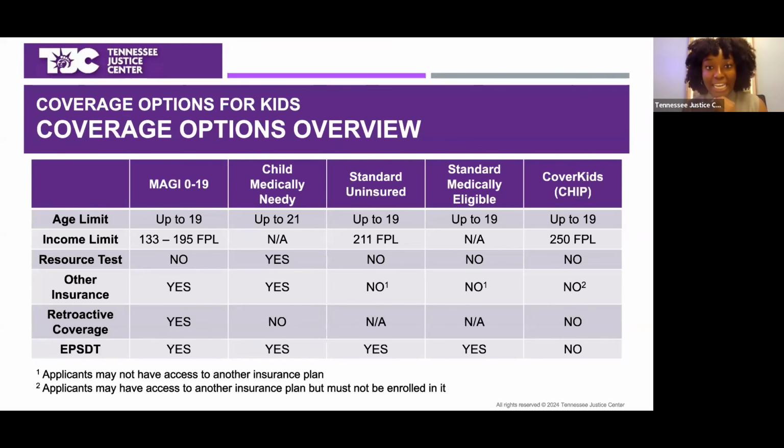All right, and then the treatment. I actually went back in the slides while Jane was talking, and I think I had a typo, so that's my fault. Treatment is not just about screenings. They are in fact required to treat whatever was found during the screenings. So thank you for catching that. Yes, TennCare is required to pay for an actual treatment. They can't just keep screening.